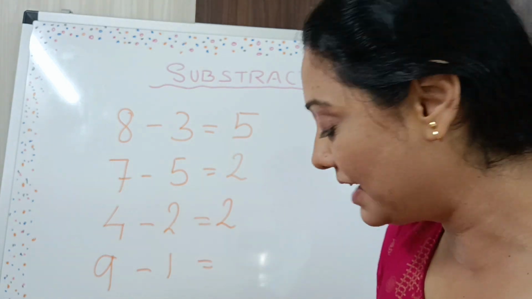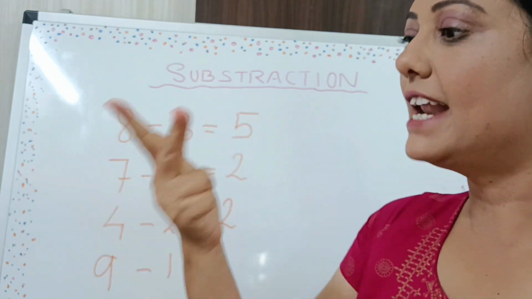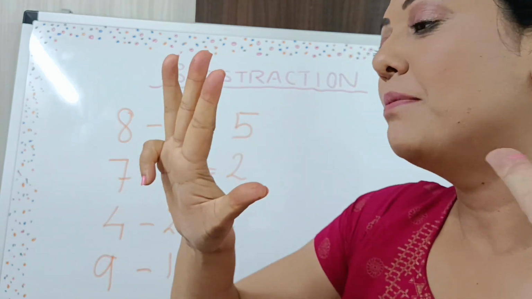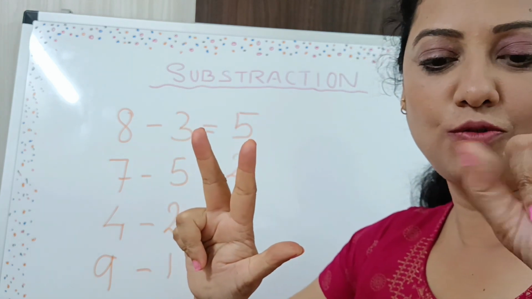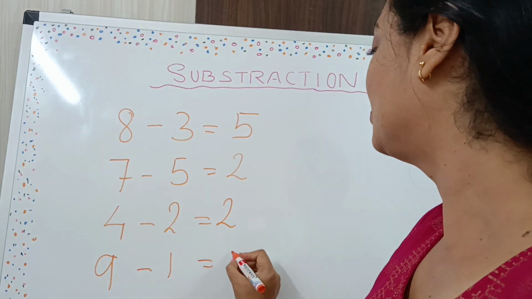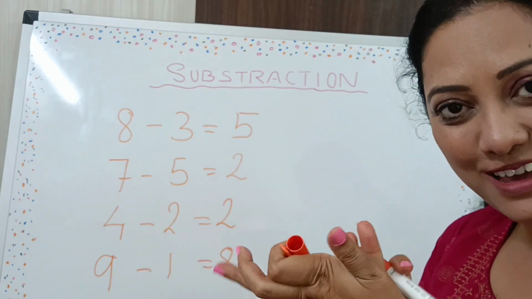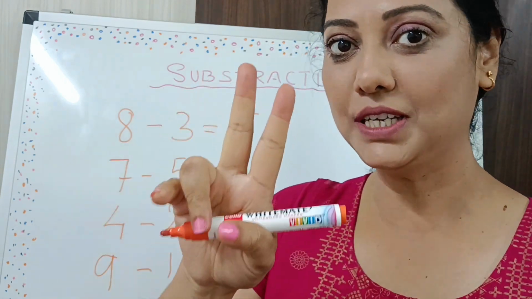Take out the fingers, 9 fingers. 1, 2, 3, 4, 5, 6, 7, 8, 9. 9 fingers minus 1. How many left? 1, 2, 3, 4, 5, 6, 7, 8. 8 fingers. So 9 minus 1 is 8. Very good, kids.